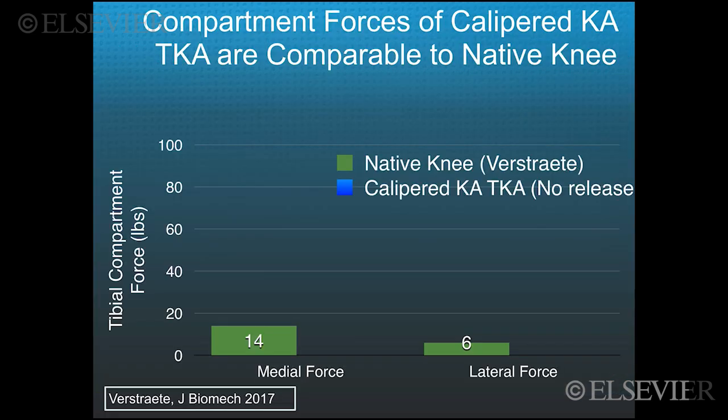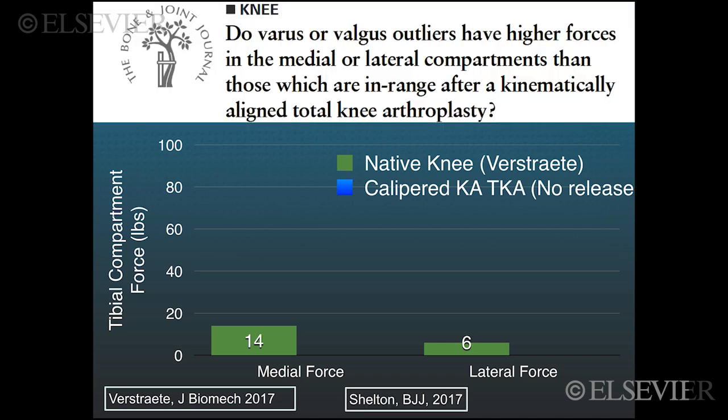So if we look at the calipered kinematically aligned TKA forces in blue and compare them to those of the native knee, 14 and 6 in the medial and lateral compartments, you can see that in the paper by Shelton, the values were 18 for the medial compartment after total knee replacement in 67 osteoarthritic knees, and in the lateral compartment the force was 7. And this is no different than that of the normal knee, and this was done without ligament release.